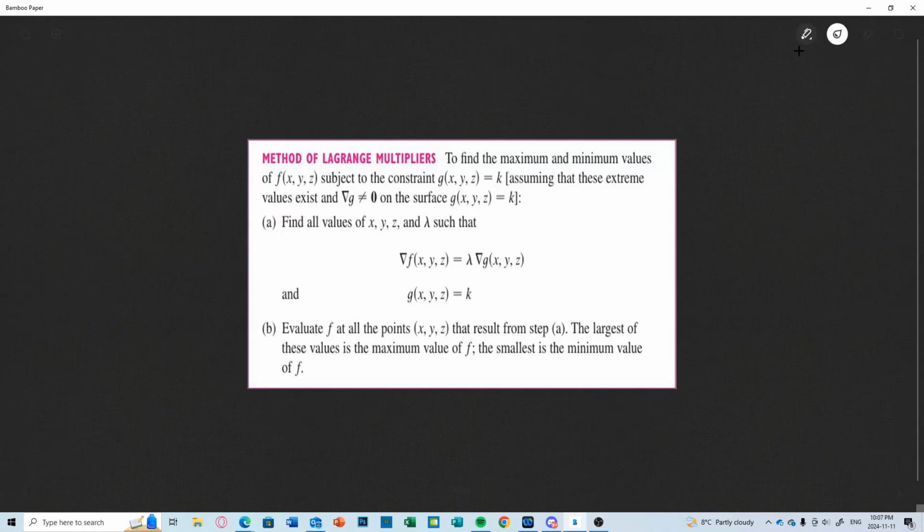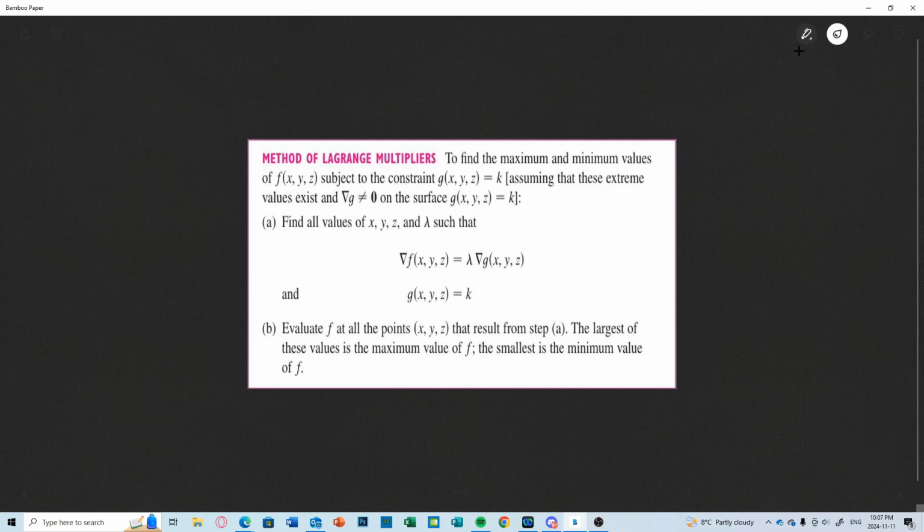Alright, today we're going to be going over Lagrange multipliers and how to solve them. To start, we're going to go over what a Lagrange multiplier is and what they do. A Lagrange multiplier is a way to find the minimum and maximum values of some function f with a constraint of the function g equaling k.